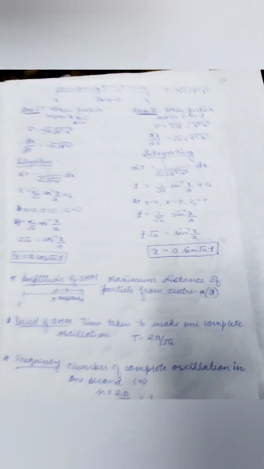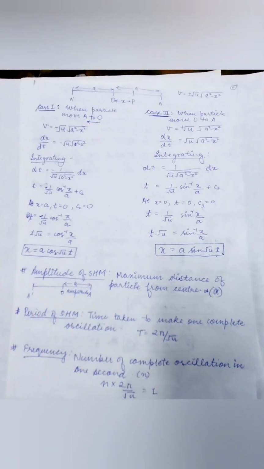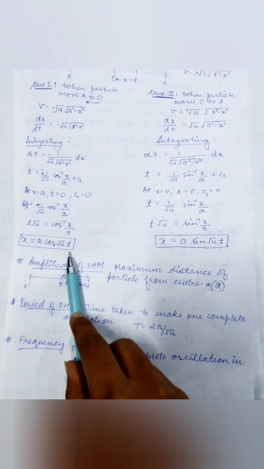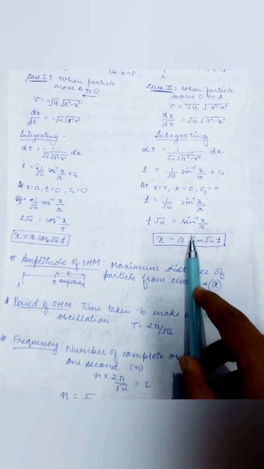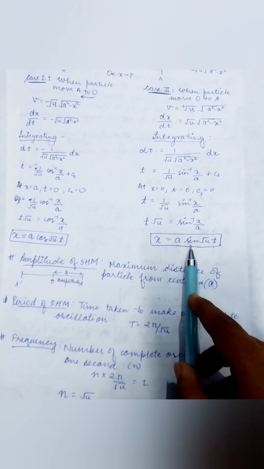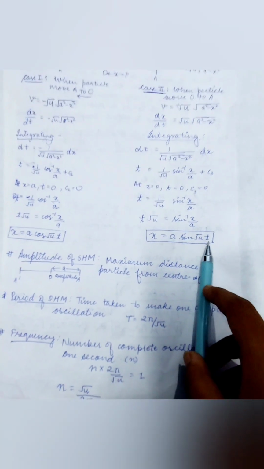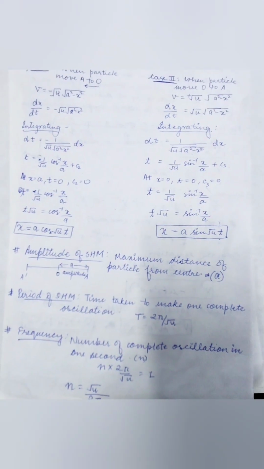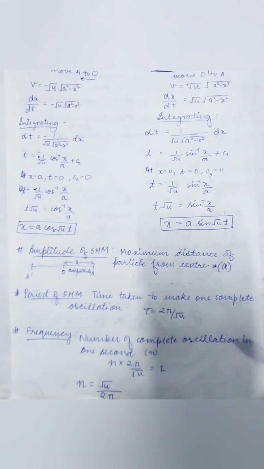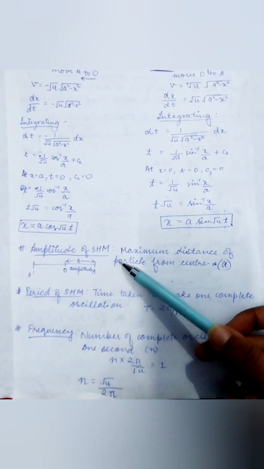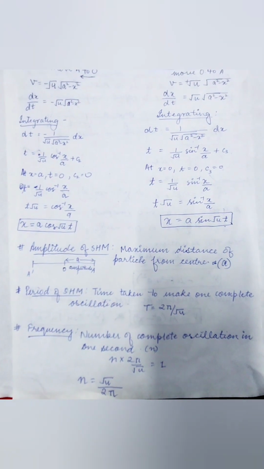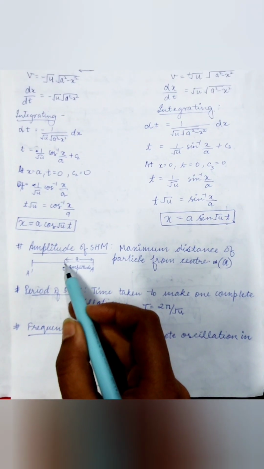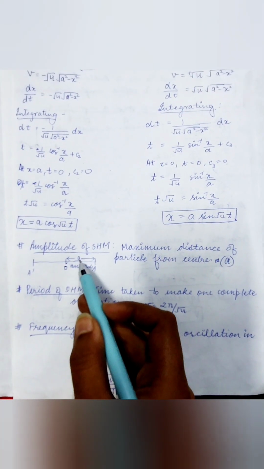So in both cases, when the particle moves from A to O we get x is equal to A cos root mu t, and in the second case we get x is equal to A sin root mu t. There are some more definitions which we need in this chapter. First, the amplitude of SHM, which is the maximum distance of the particle from the center. It is denoted by A. So here we have amplitude OA, which has the value A.